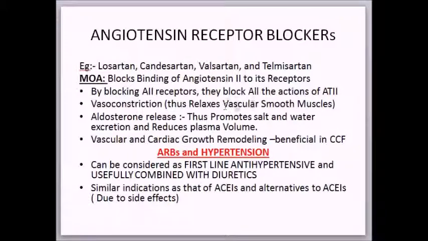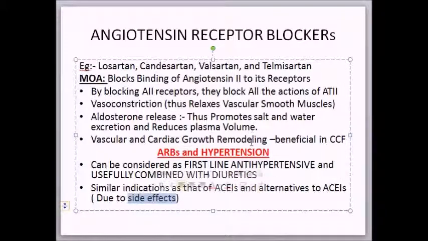Vasoconstriction is blocked, thus relaxing vascular smooth muscle. Aldosterone release is blocked, thus promoting salt and water excretion and reduction of plasma volume. Vascular and cardiac growth and remodeling is prevented, beneficial in congestive cardiac failure, ARBs, and hypertension. They can be considered as first-line antihypertensives and are usually combined with diuretics. Similar indication as that of ACE inhibitors, an alternative to ACE inhibitors, because there are fewer side effects when angiotensin receptor blockers are given. It's very similar to ACE inhibitors. The only thing is it does not produce this side effect called persistent dry cough.